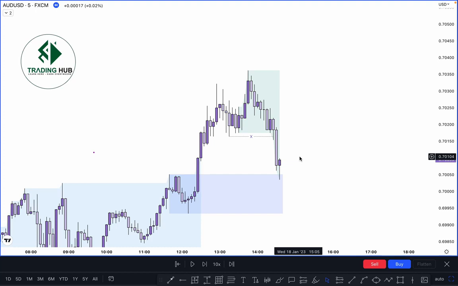and then most of the time you will not see any change of character in a 1 minute. Very rare case you will see a CHoCH in a lower time frame in a 1 minute if you are using 5 minute as a higher time frame, but if you are using 15 minute as a higher time frame, then most of the time you will see a CHoCH in a 1 minute confirmation, right? So let's see what happened next here.